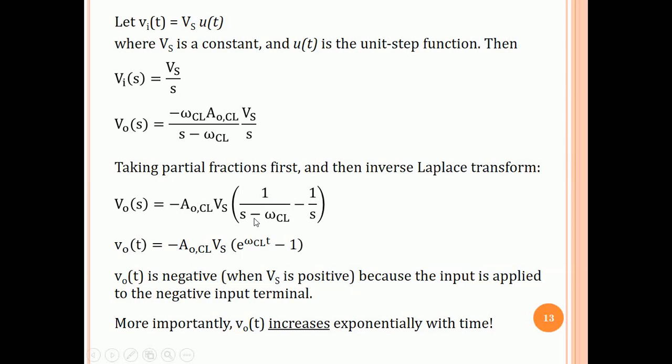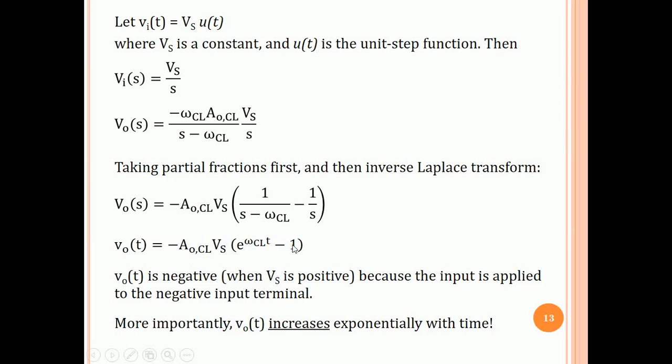So omega CL by S minus omega CL into S. Okay, so this is okay. Now we take the inverse Laplace transform. This stays as it is, 1 by S minus omega CL. Alright, the minus is what is critical. Remember, in the negative feedback, this was plus. In the positive feedback, this is minus. If this is minus, the exponential is plus. So this is e raised to omega CLT minus 1.